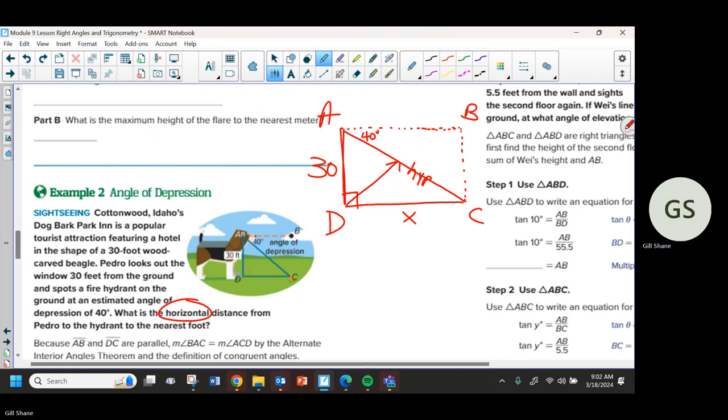How do you know that one? Close. Alternate interior. That's good. So we know, so what is it? 40. That one's also 40. Again, so what's true about AB then? Let's talk about AB and DC. Well, no, the lines. Line AB and line DC. What's true about them? They're parallel lines, right? We said that.